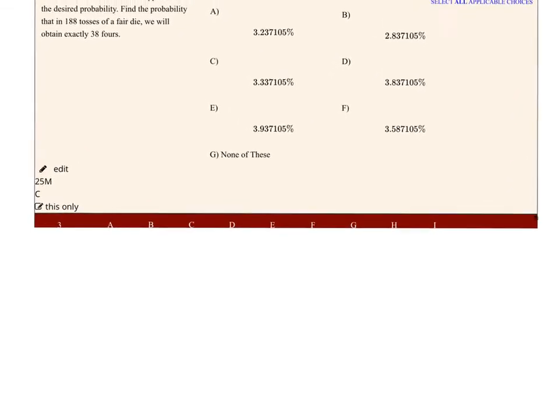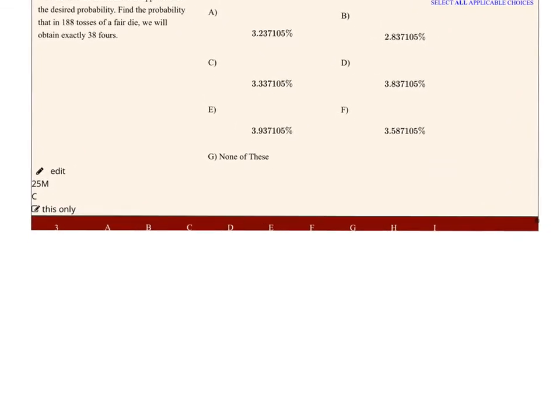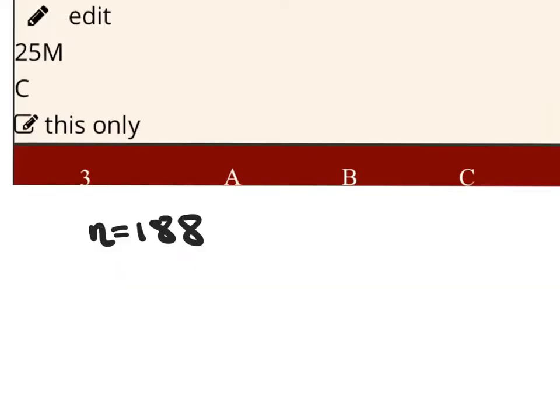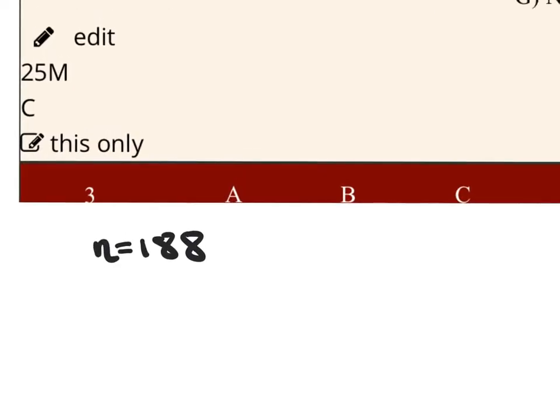All right, so it looks like, first of all, how many would we expect? I see that our n is equal to 188. Our probability of success would be, since we want to get a 4 and the die has 6 sides, 1 out of the 6 sides. That would be success. Q would of course be whatever's left over, all the ones that are not 4s. That would be 5 out of 6.